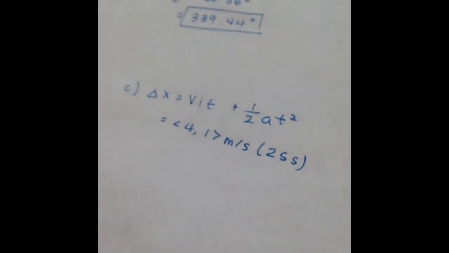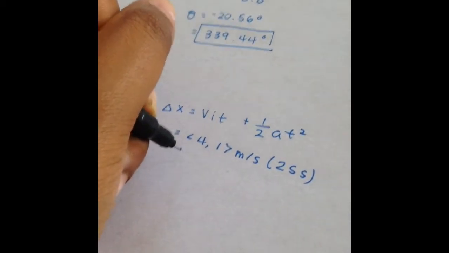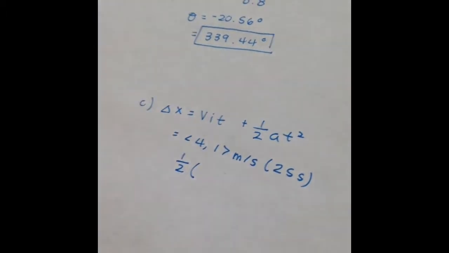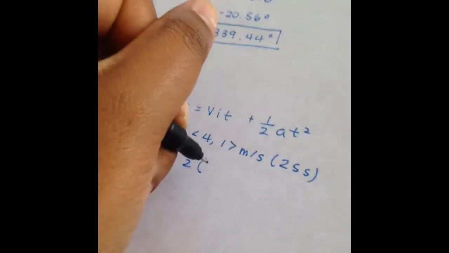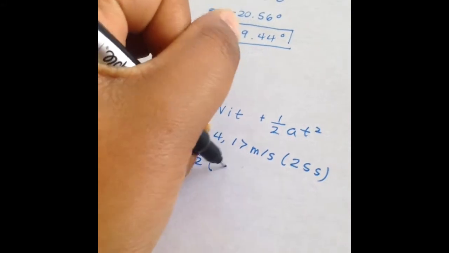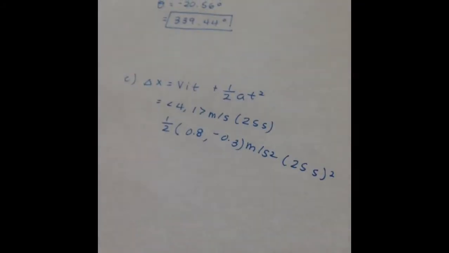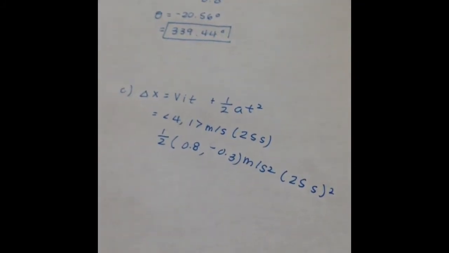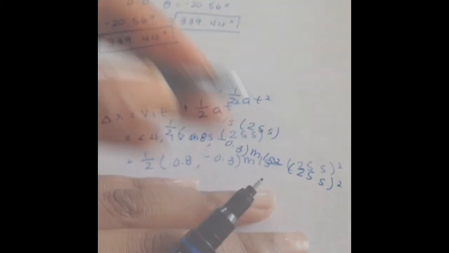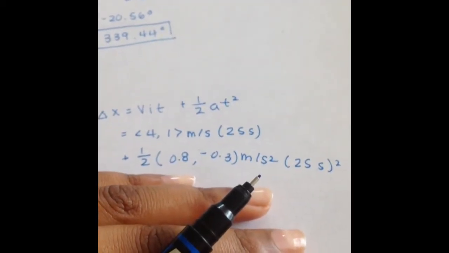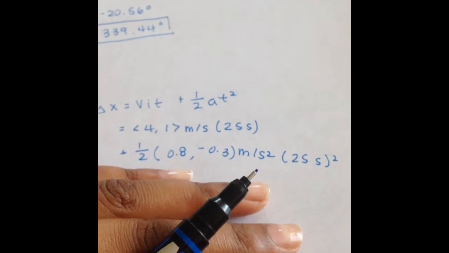And then you're adding 1/2 times acceleration times time squared, which is going to be 1/2 times your acceleration you already know from your part A, which is going to be 0.8 comma negative 0.3 meters per second squared, and that's going to be multiplied by time squared, which is going to be 25 seconds squared. And if you multiply that all out and you add it together, you have everything written out. You just plug that into your calculator and you're going to get your position back.